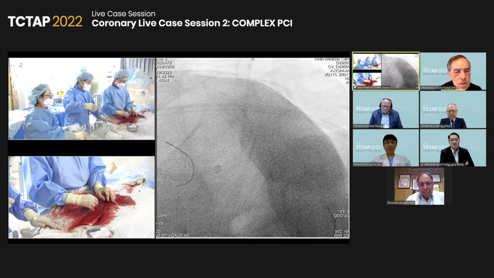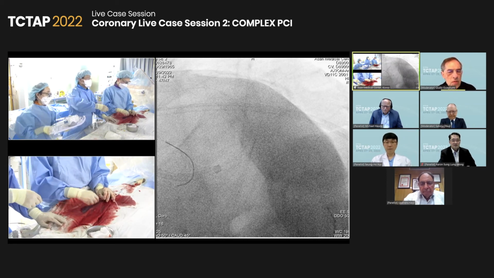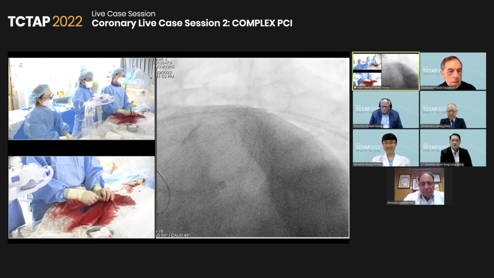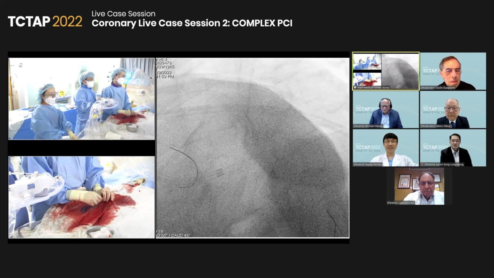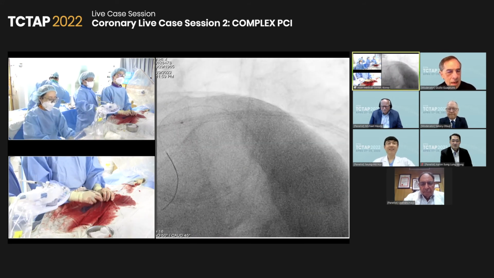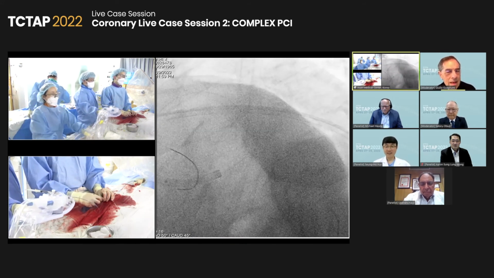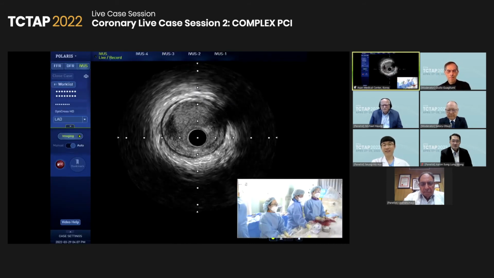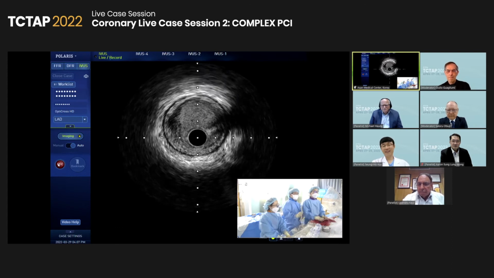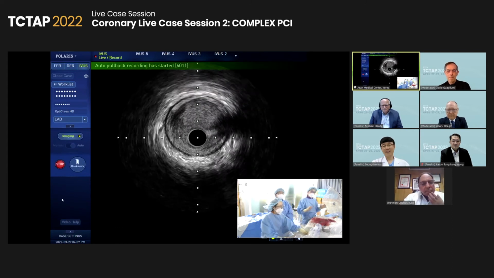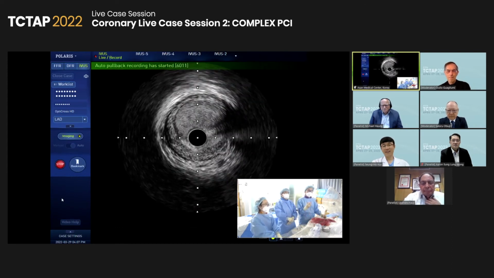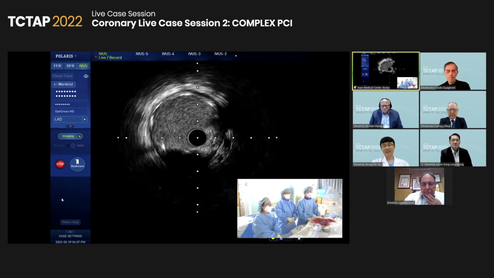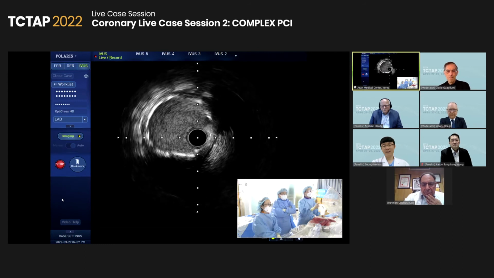So one more time, do you want to finish with a POT, or you are not using a POT? Oh, we already performed the kissing balloon for the left main bifurcation. And kissing for the bifurcation, I will not. And for the left main ostium and shaft, if it needs more inflation, I will apply a further balloon by the IVUS finding.